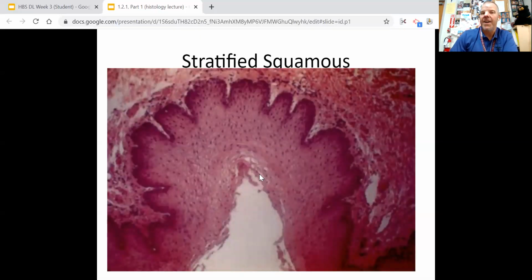This is stratified squamous epithelium. You see lots of layers of nuclei. And if you look at the very edge, these nuclei are starting to look squished.